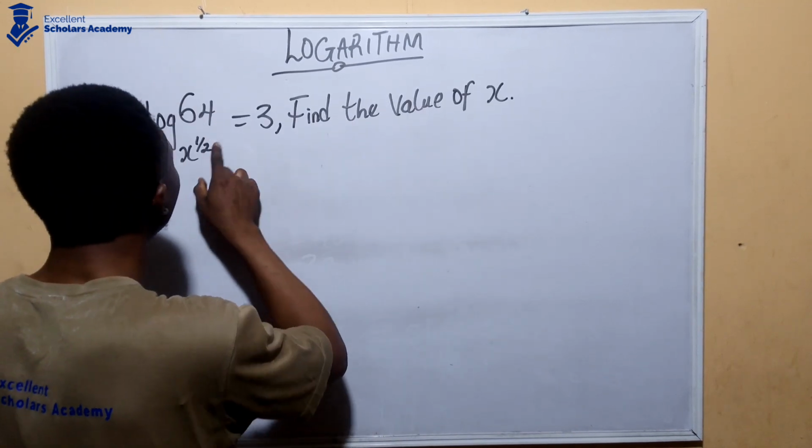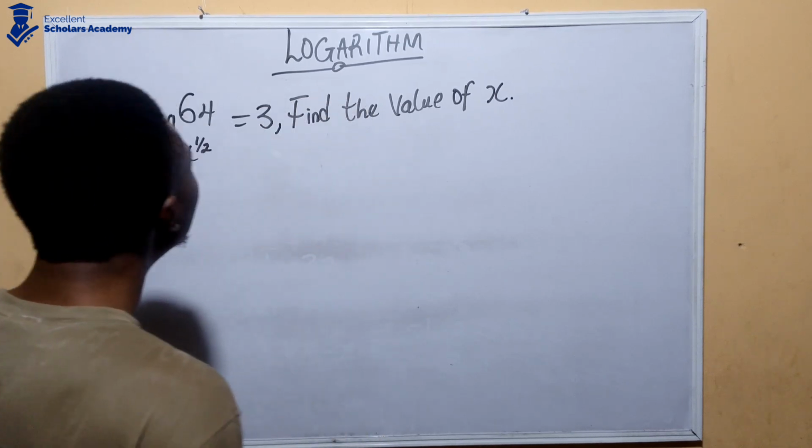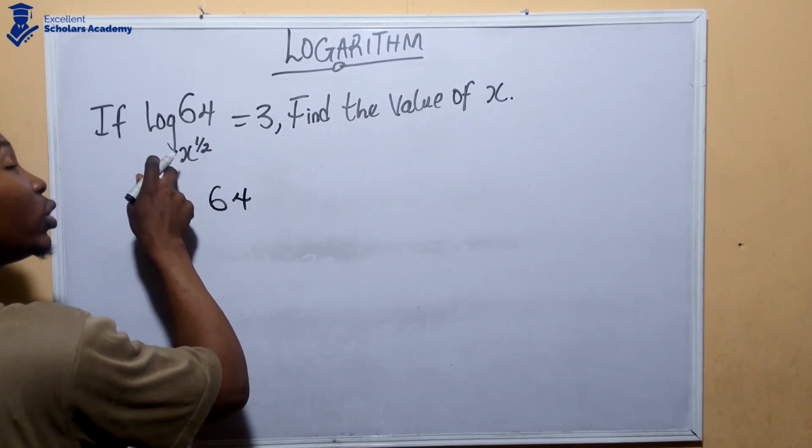If log 64 base x to the power of 1 over 2 is equal to 3, find the value of x. We are going to use the law of logarithm that says we convert this logarithm to indices.